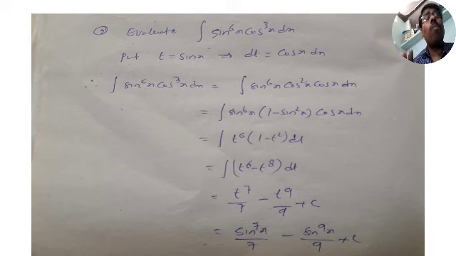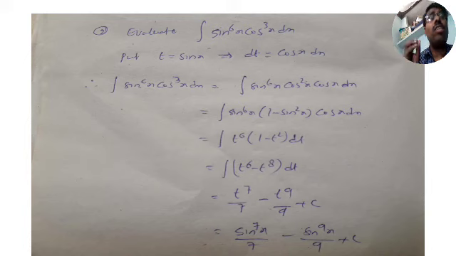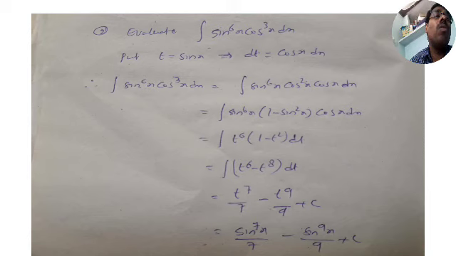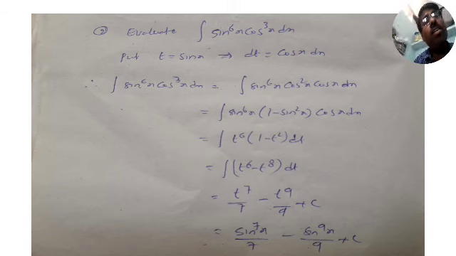You see, in the first problem sine power is odd. Now in the second problem cos power is odd, whereas sine power is even. Once cos power is odd, then put t is equal to sin x as per procedure. Put t is equal to sin x. dt is equal to the derivative of sin x, which is cos x. So dt is equal to cos x dx. Are you getting? dt is equal to cos x dx.